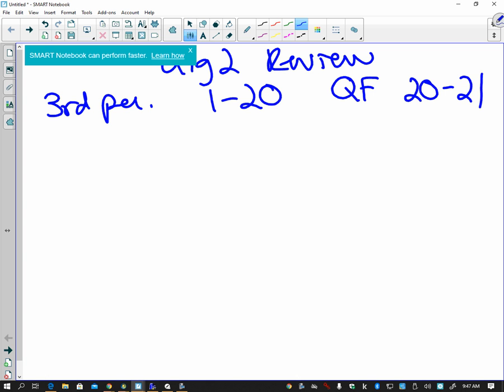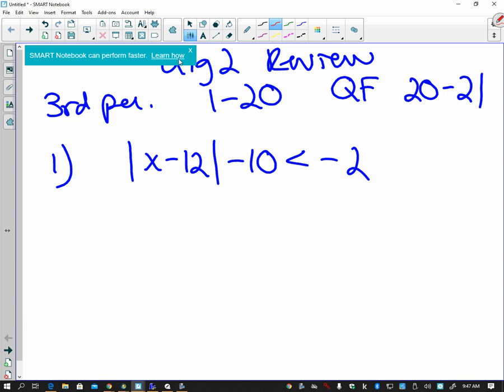Okay. All right, your first question is going to ask you to solve something that's going to look like, let's say, absolute value of x minus 12, minus 10, is less than negative 2. Okay? So to start off with, just like on the last one that we looked at, we're going to isolate the absolute value. So I'm going to add 10. So before you begin to freak out and say, hey, there's an absolute value, it's less than a negative answer, there can be no solution, we haven't isolated the absolute value yet.